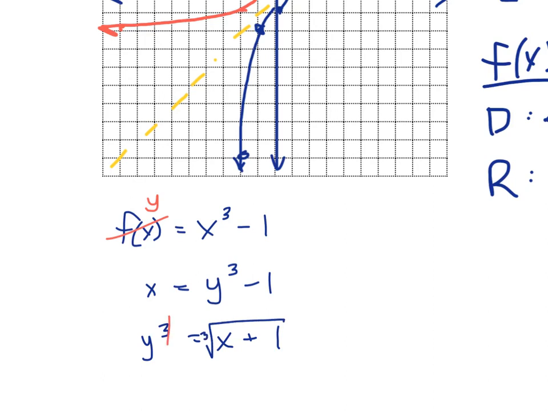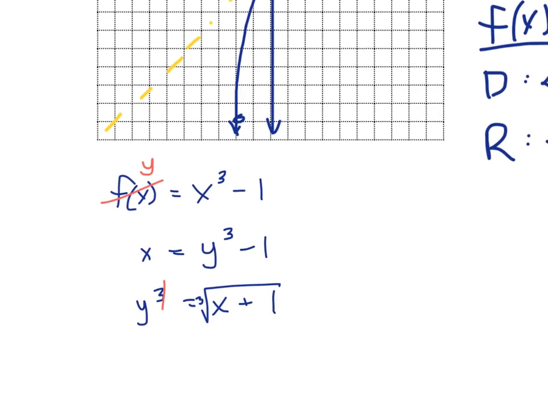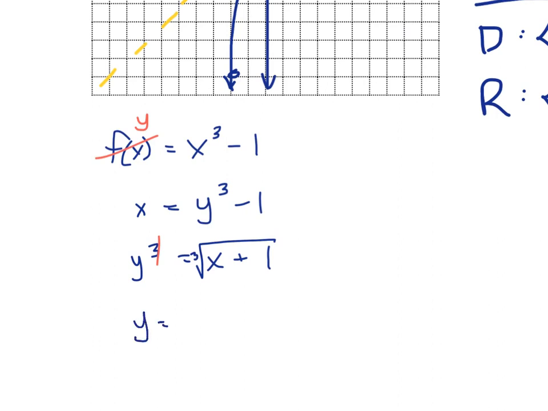And that gets rid of that cube there. Now the question I have for you is, do we need to put that plus minus in front of that, right? Or is the answer just y equals the cube root of x plus 1? Should I put the plus minus?